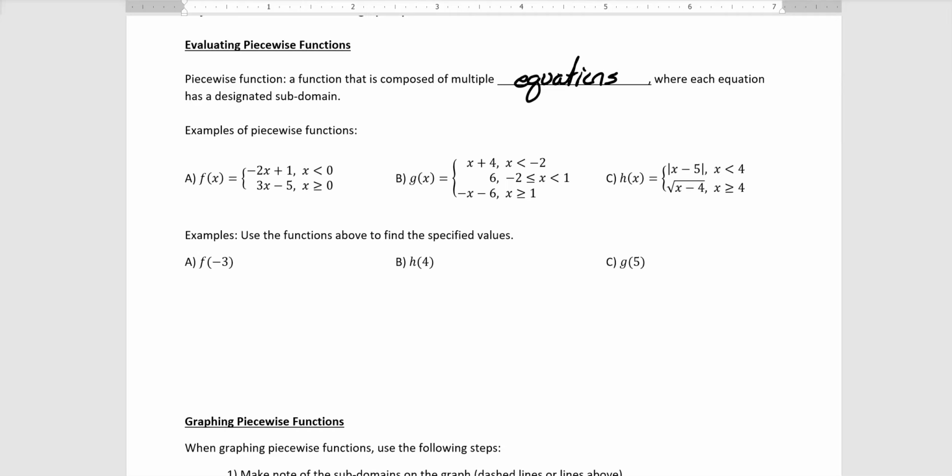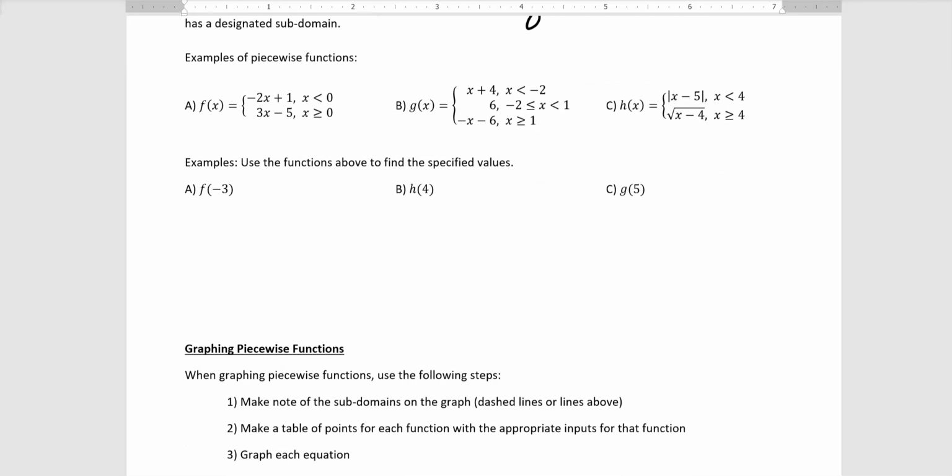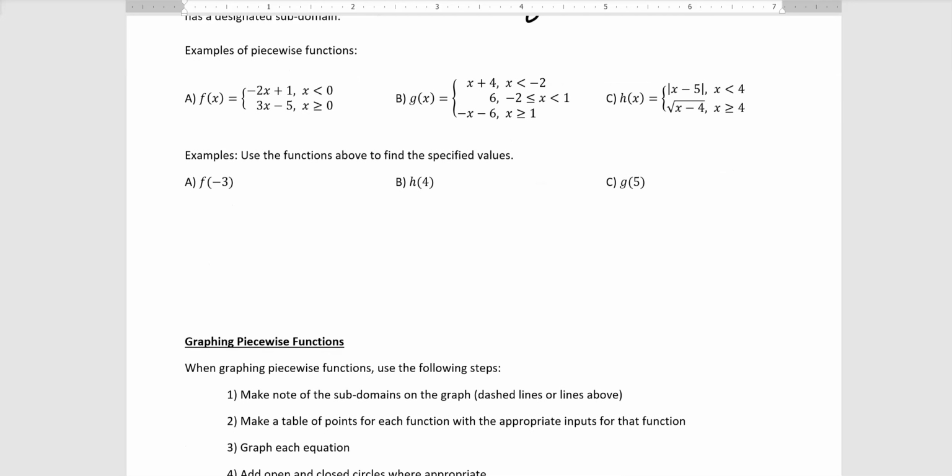Same idea here with letter B. x plus 4 if x is less than negative 2. It is 6 if x is between negative 2 and 1. And it's negative x minus 6 if x is greater than or equal to 1. And then looking at letter C here, h of x: absolute value of x minus 5 when x is less than 4, square root of x minus 4 when x is greater than or equal to 4.